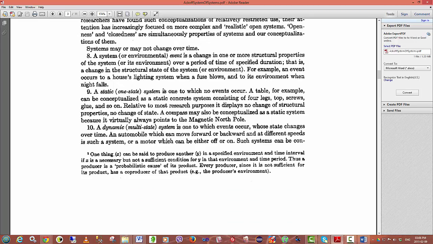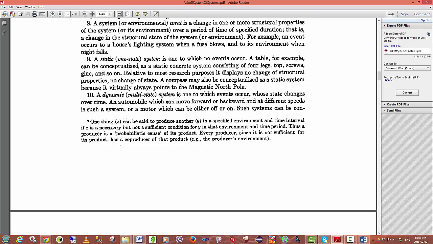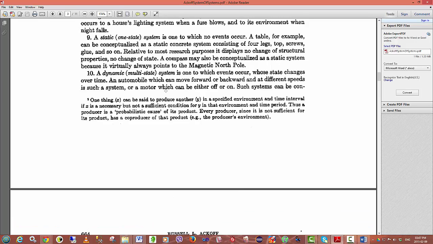A static system is one to which no events occur. And we are not really interested in static systems. We are interested in dynamic systems. A dynamic or multi-state system, one that has more than one state, is one to which events occur, whose state changes over time. And he gives an example: an automobile can move forward or backward and at different speeds.